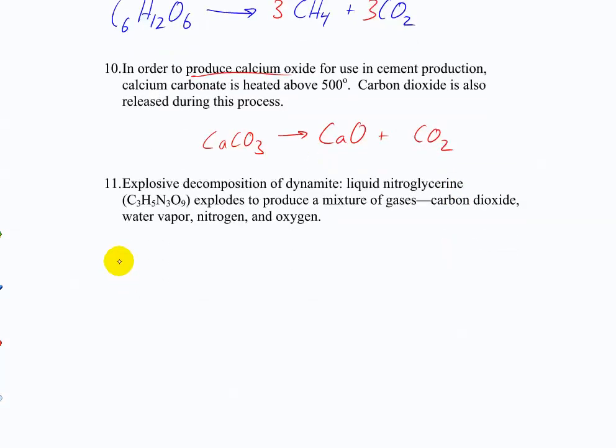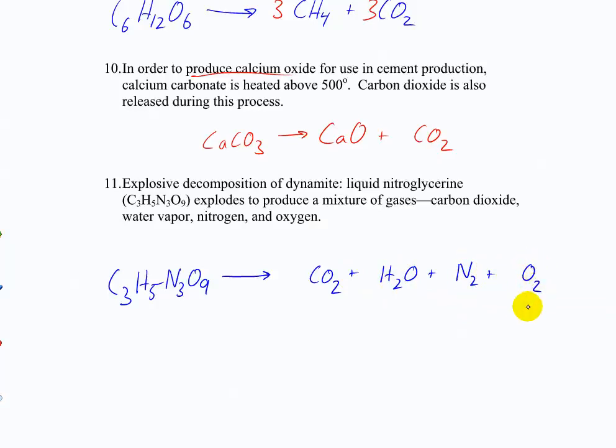And then finally, explosive decomposition of dynamite. We have nitroglycerin explodes to produce carbon dioxide, water, nitrogen, and oxygen. All right. So this one might be a little bit tricky because you've got some odd numbers on the left and some even numbers on the right.